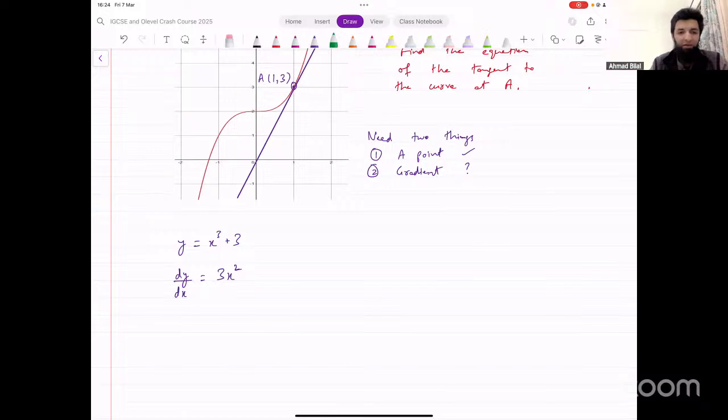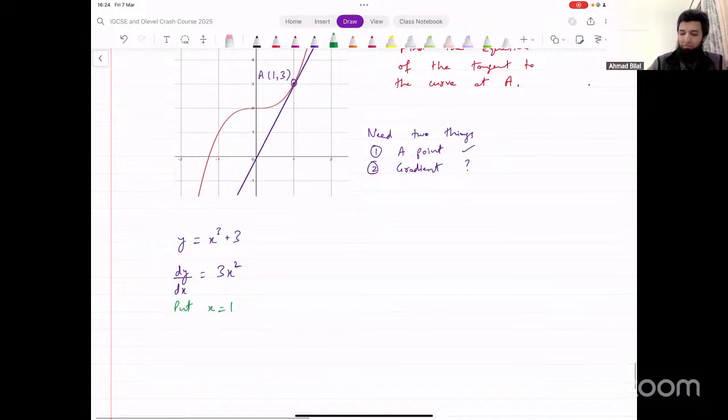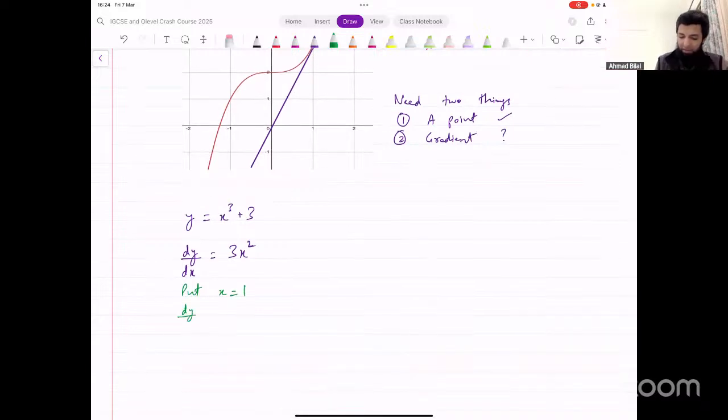We want to find the gradient of the curve at this point, at point A. So we put that x coordinate here. Let's input x equal to 1, right? This is the point at which we want to find the gradient of the curve. We put x equal to 1 in this, and that gives us dy over dx equal to 3 times 1 squared, and that is equal to 3. This is the gradient of the curve at the point A.